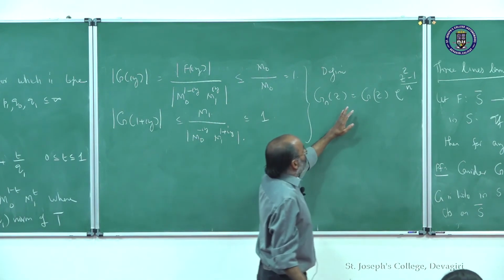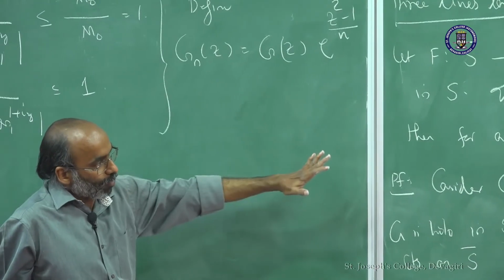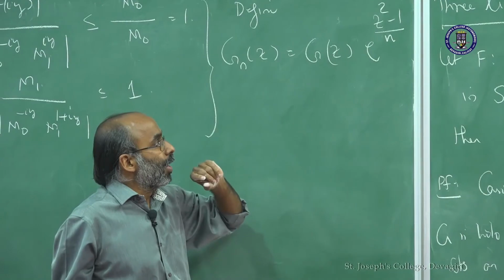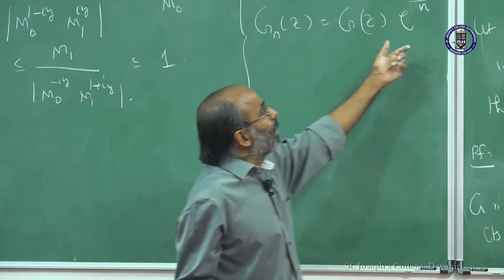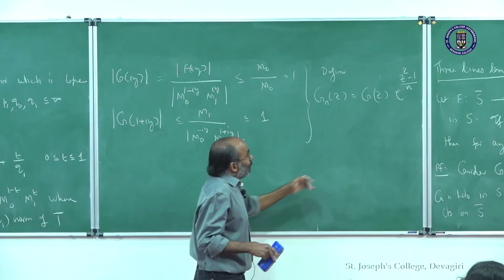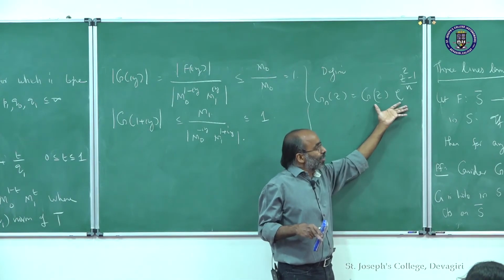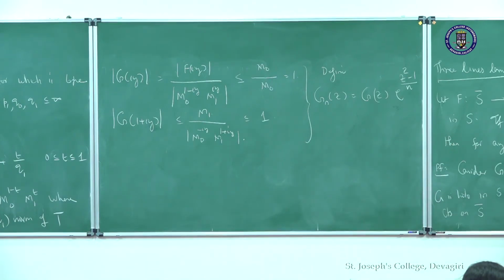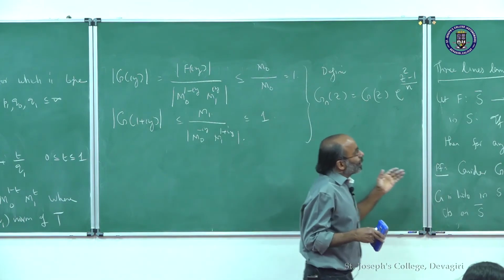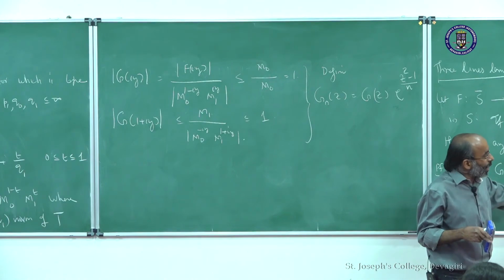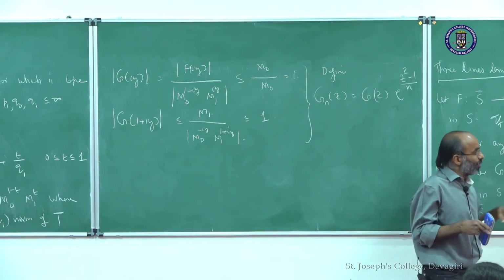So, g now is a holomorphic function in the strip, bounded by 1 on the boundary. I have multiplied it with e to the (z square minus 1) divided by n. Well, this is a nice continuous holomorphic function. So, it is still a holomorphic function inside the strip, continuous up to the boundary. Okay. What happens at the boundary lines, and what happens as y goes to infinity, we will see.